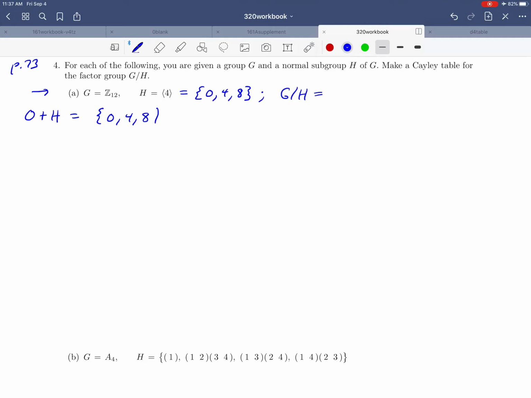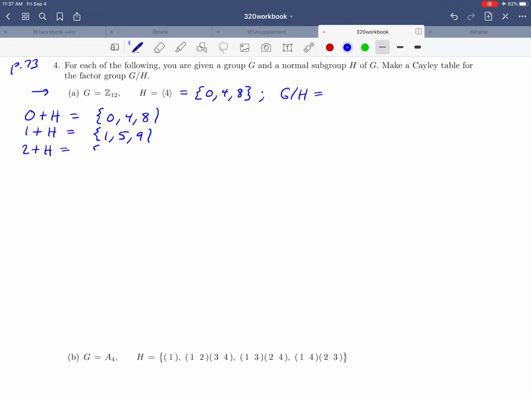If you take 0 and add it to everything in H, you're just going to get H back again. All right, so we've got 0, 4, 8, so we need an element in our group G that's not 0, 4, or 8. So how about 1? If we take 1 and add it to all of those elements, we're going to get 1, 5, and 9. Okay, there's another coset.